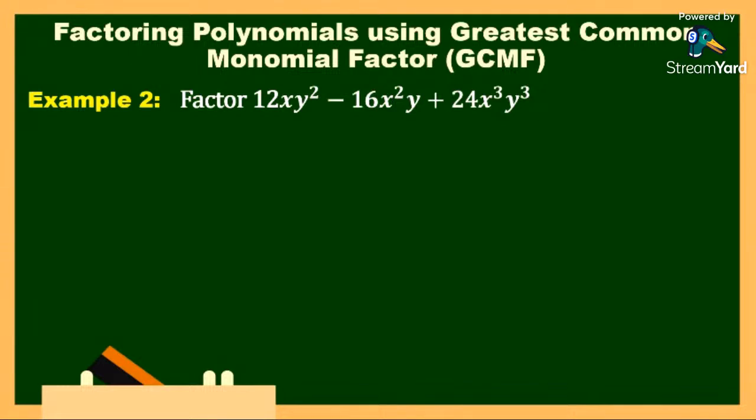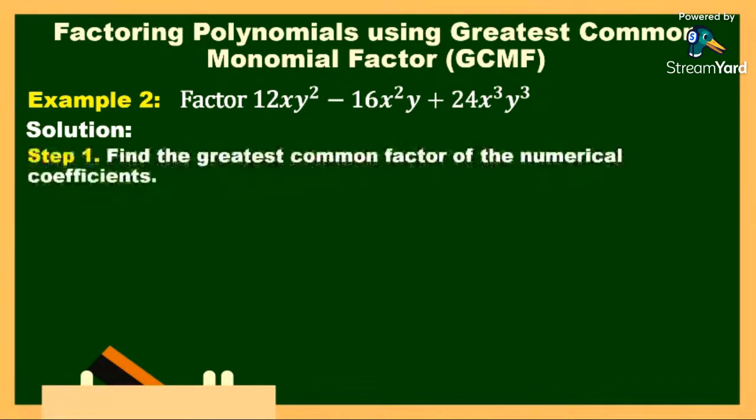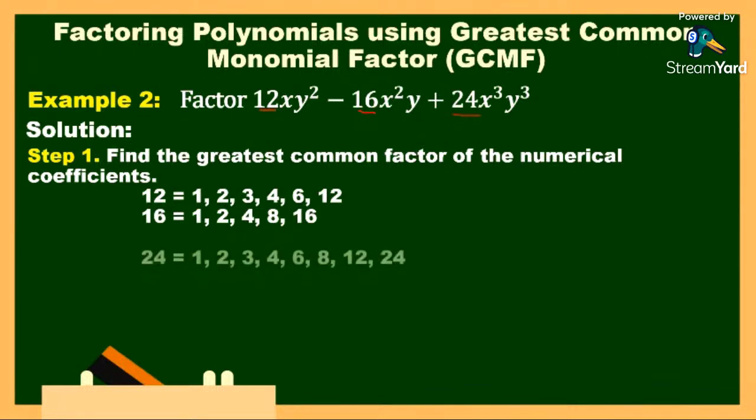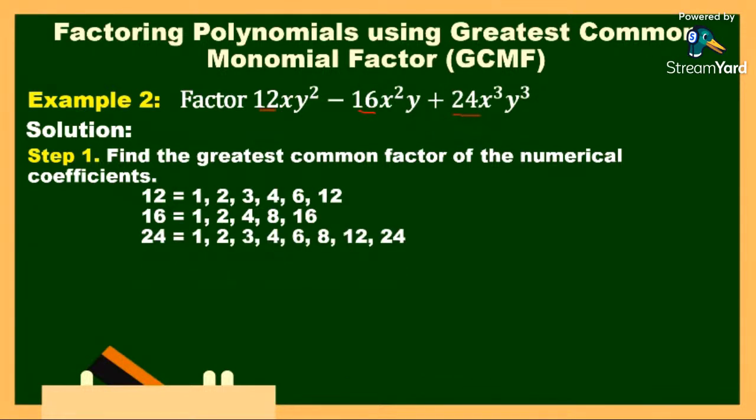So, ang ating solution for the step 1, we need to find the greatest common factor of the numerical coefficient. So, dito sa ating given na polynomial expressions, ang ating numerical coefficients ay 12, 16, and 24. Ang 12, meron siyang factors na 1, 2, 3, 4, 6, and 12. And 16 naman, ang kanyang factors ay 1, 2, 4, 8, 16. At ang 24, merong factors din na 1, 2, 3, 4, 6, 8, 12, and 24.